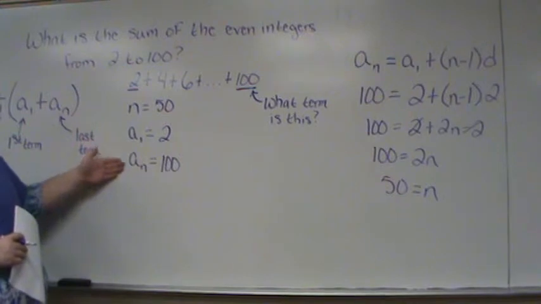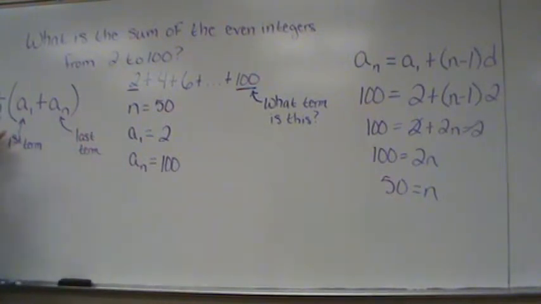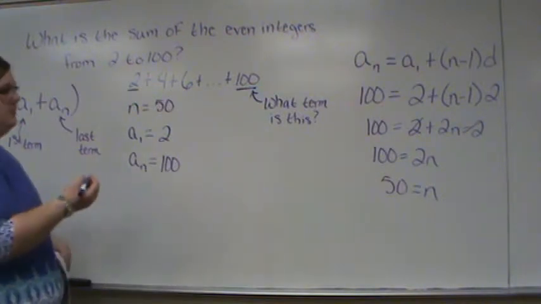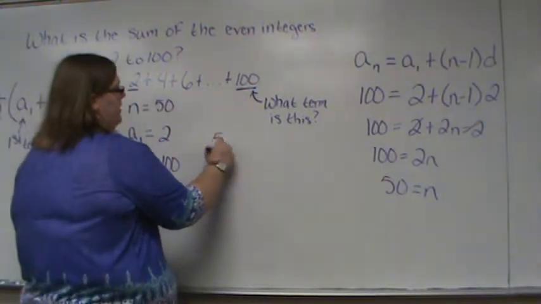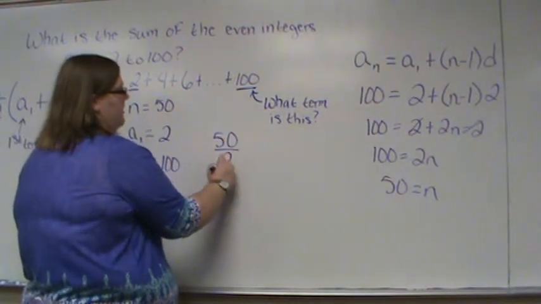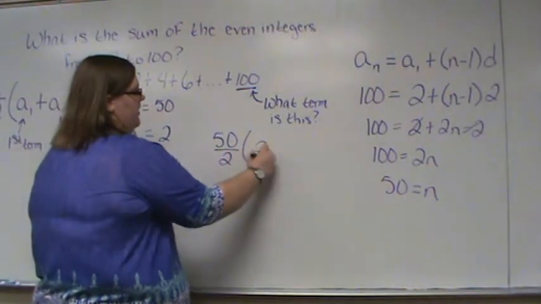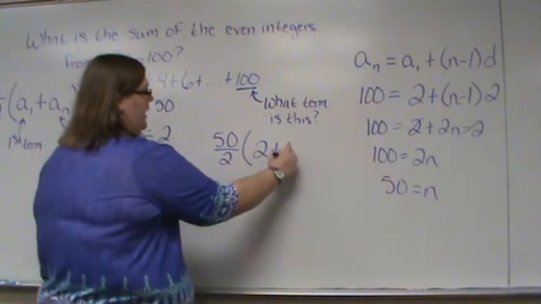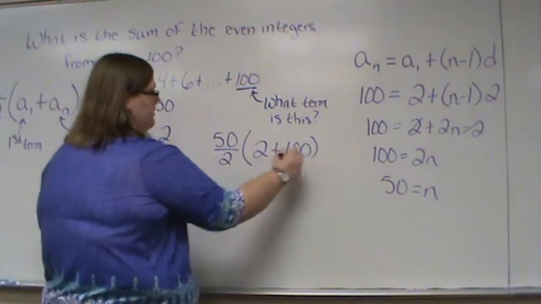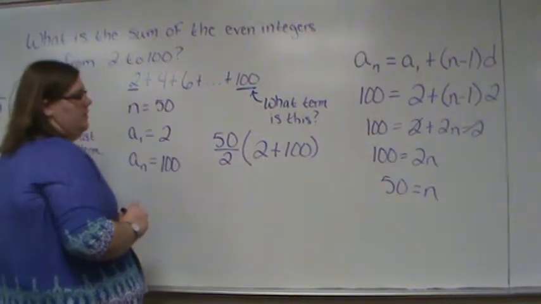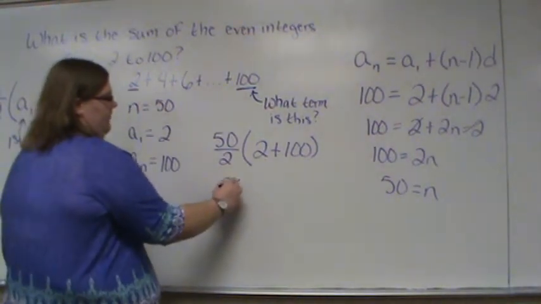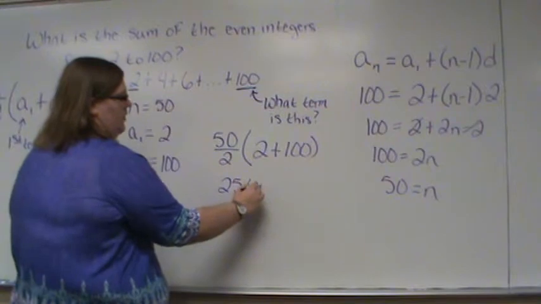So now we have our 3 things that we need to plug into our equation to find the sum. So now we're going to plug those in. So we're going to have 50 divided by that 2. And then we have our first value, which is 2, plus our last value, which was 100. So we're going to have 25 times 102.